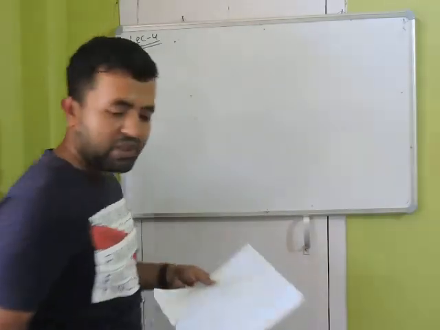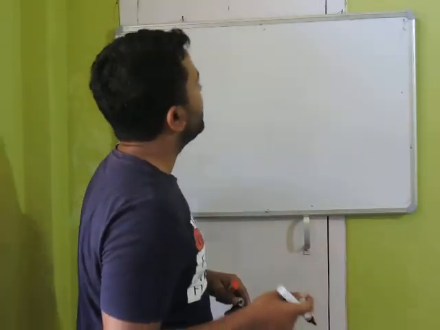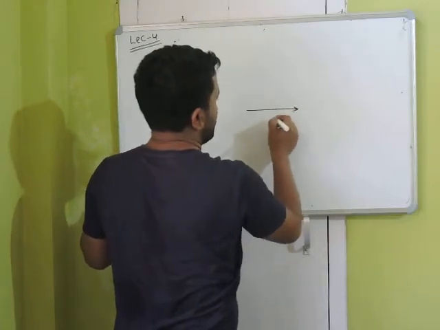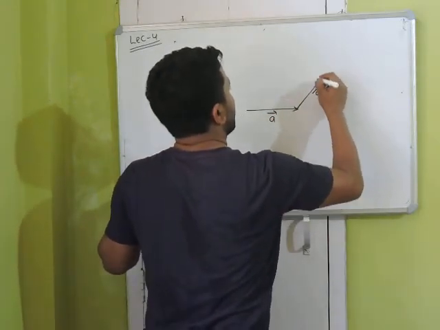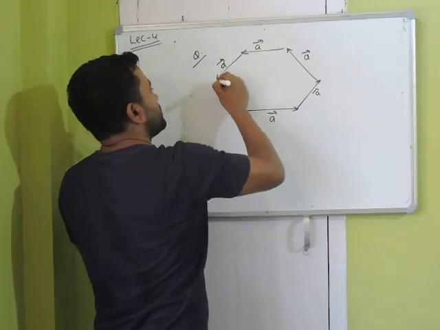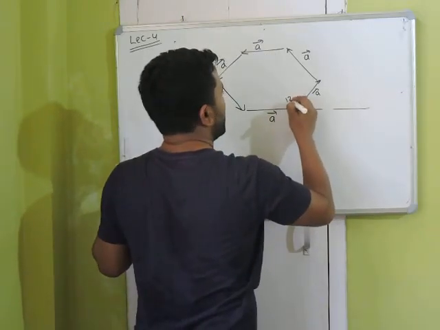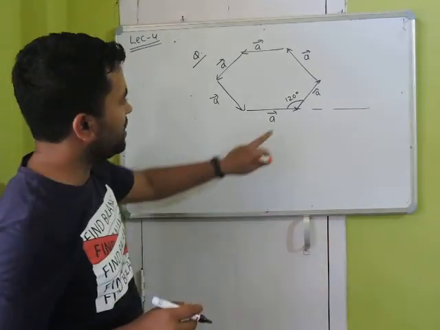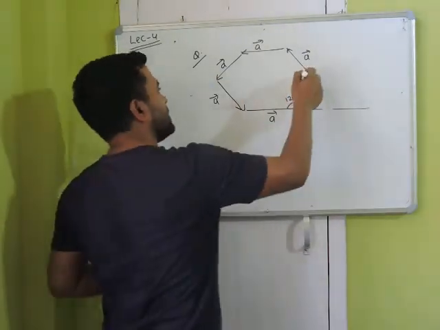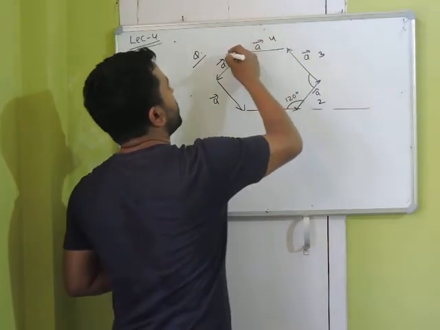Now I am giving you one question. You guys try by yourself, and then you let me know in comments if you can't solve it. So this question is, you have been given a regular hexagon. This is vector A, this is vector A, this is vector A. This is a regular hexagon, and these interior angles are given to be 120 degree. So A, B, C, D, E, F, 6 vectors are there. This is first vector, second, third, 4, 5, 6.